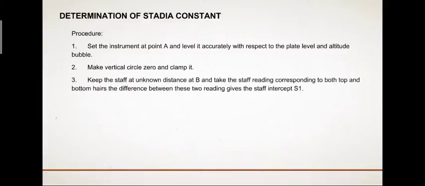Right, keep the staff at an unknown distance. The distance between the staff and the instrument should not be known, because we want to calculate the horizontal distance itself. If you know that distance, then what is the use of doing the experiment? So keep the staff at such a distance that you don't know the distance from your station point, say at a point B.